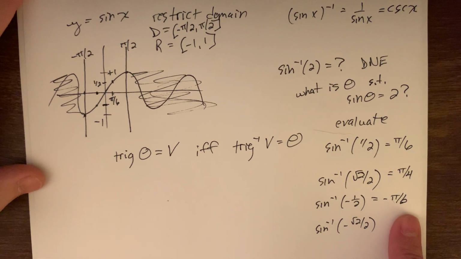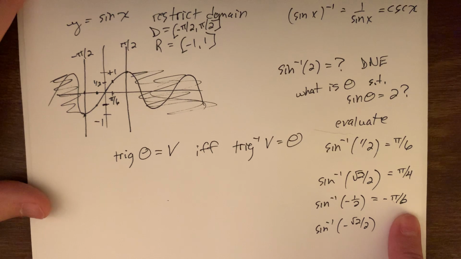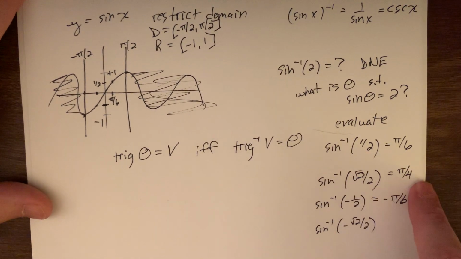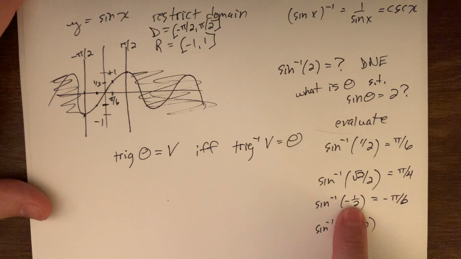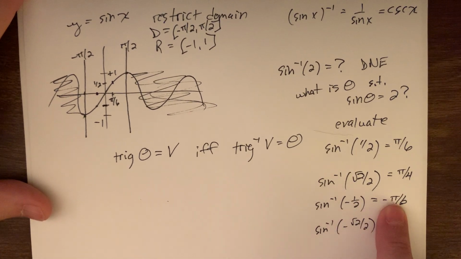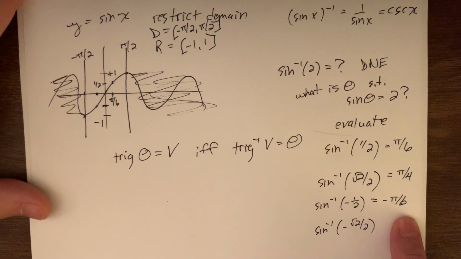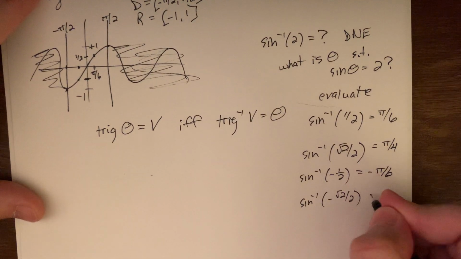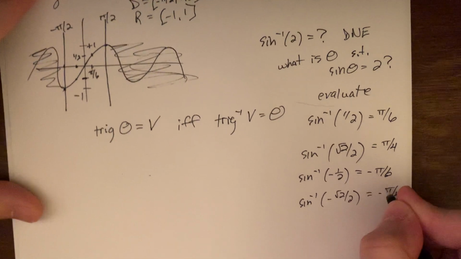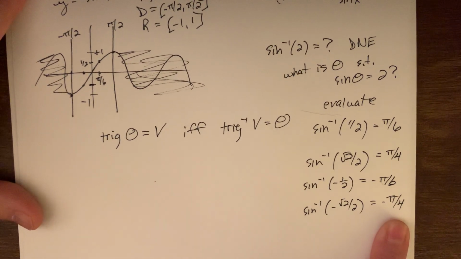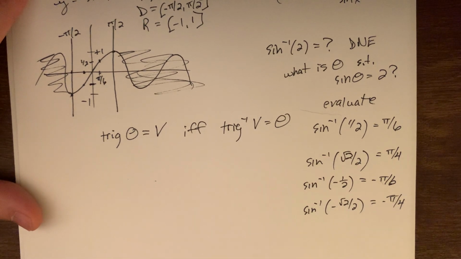And I know that's only one problem, but a lot of us see a really nice shortcut that if it's a positive value, you just get the positive reference angle, and if it's a negative value, you just get negative that same answer. So negative 1/2 went with negative pi over 6. Negative rad 2 over 2 would go with negative pi over 4. So that's a good start.